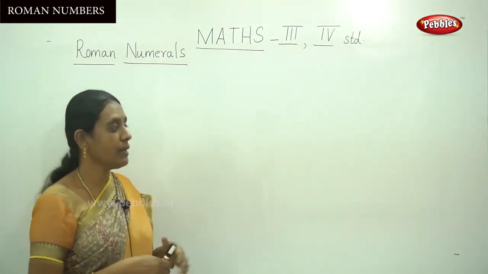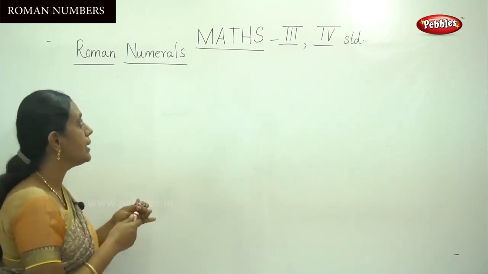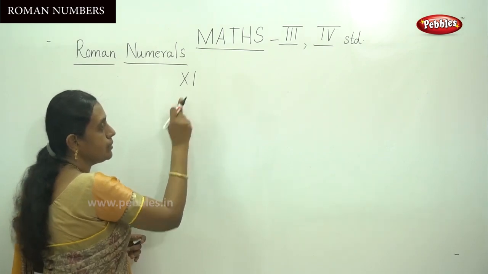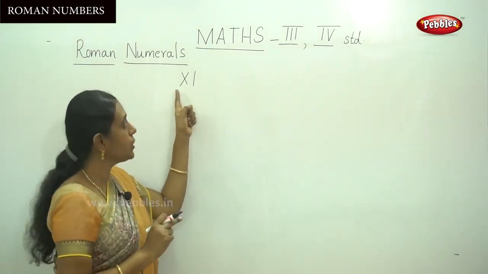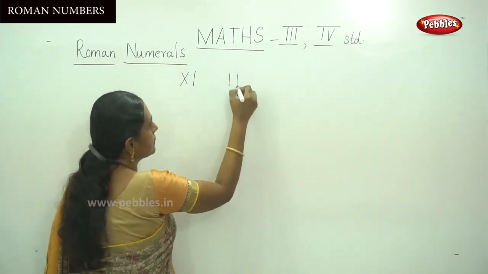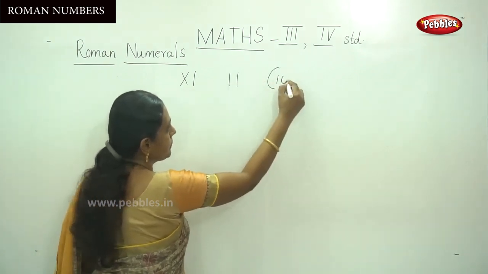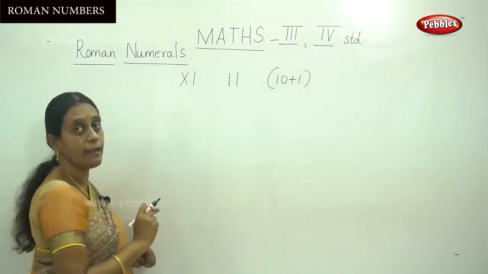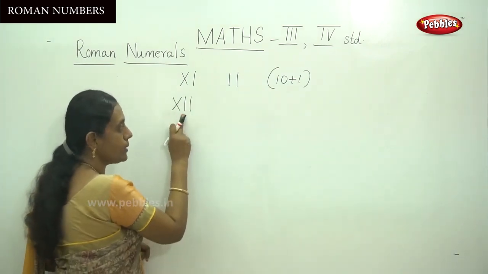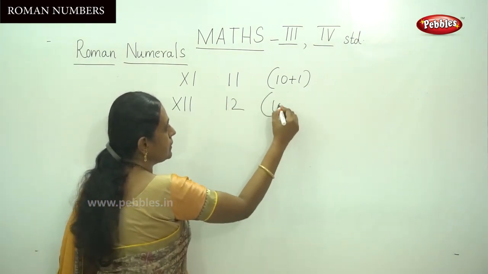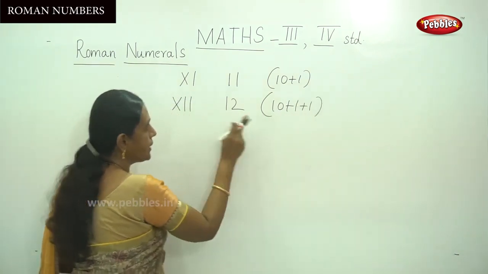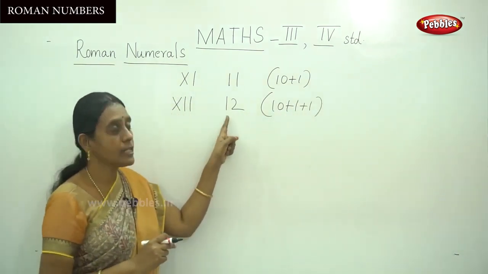That is 11. We have completed 10. Next we move on to the number 11. So that is 10 plus 1. If we write the smaller number to the right of the bigger number, that means 10 plus 1. That is 11. And 12: 10 plus 1 and plus 1. This is 1 and this also 1. So 10 plus 1 and plus 1 comes to 12.